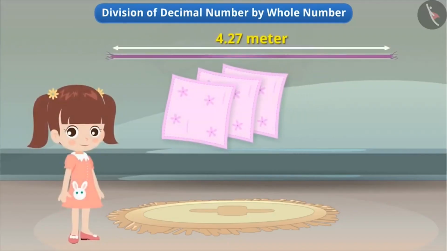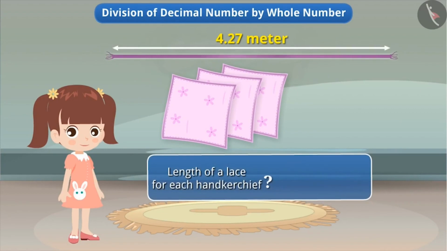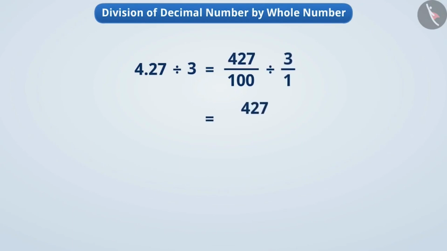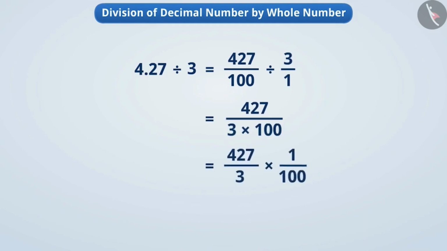Now suppose she had used 4.27-meter lace for all 3 handkerchiefs. Then how much lace would she need for each handkerchief? Let's find out. For this, we will divide 4.27 by 3. 4.27 divided by 3 is equal to 427 by 100 divided by 3 by 1, which is equal to 427 by 3 into 100, which is equal to 427 by 3 into 1 by 100.